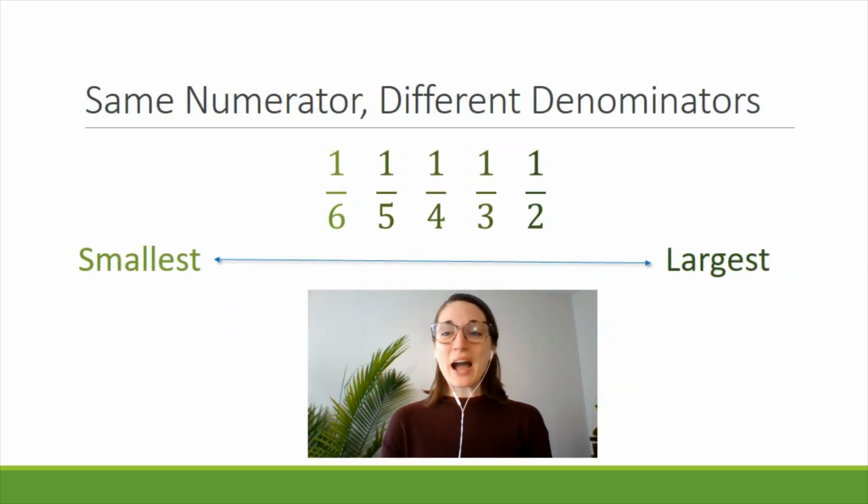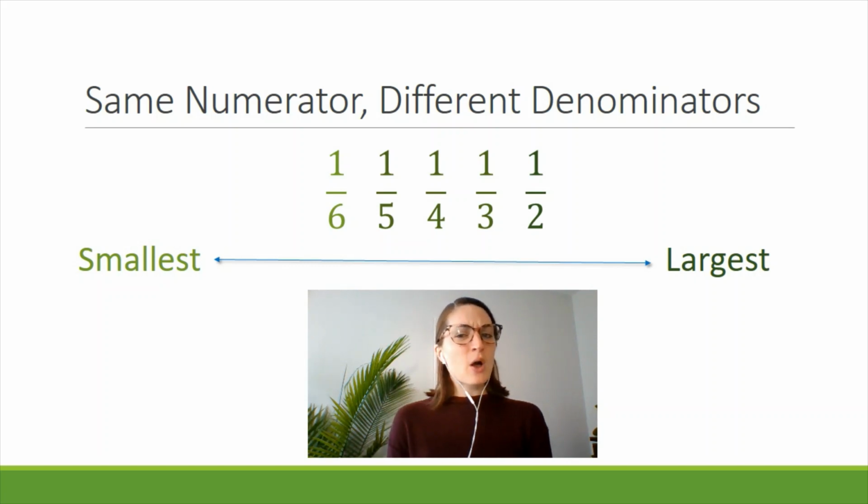Now, let's think about how to put fractions in order from least to greatest. Here's one quick trick. If all of the fractions you're putting in order have the same number in the numerator, but they have different denominators, it's easy to put them in order. The one with the largest denominator is going to go first because it's the smallest.